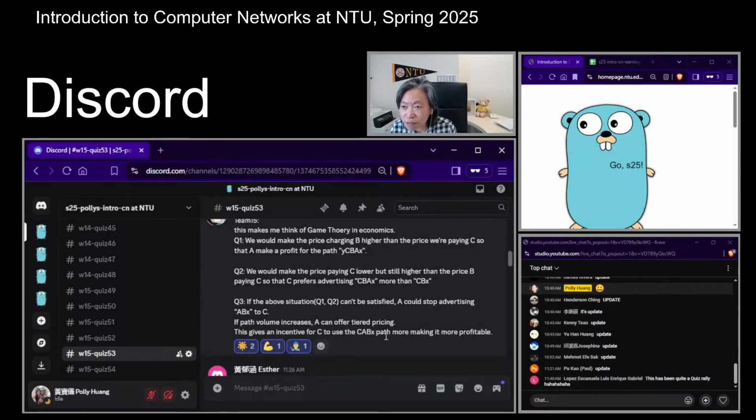check out Team 15's solution. Team 15 is saying that maybe A should stop advertising ABX to C. Then the traffic will not go from Y to X anymore, as a way to get B and C to sit down and talk to A. Very interesting. This is more of an engineering, forceful kind of solution.